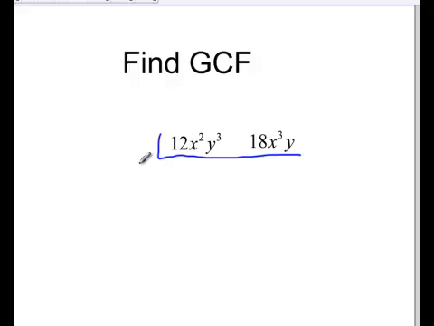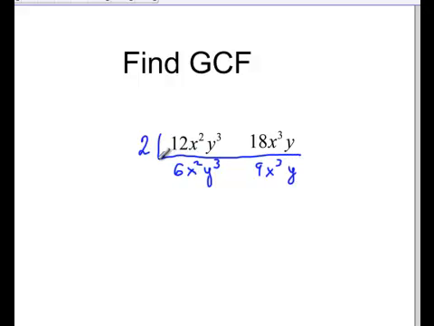And we can think this way. 12 and 18 are even numbers, so they're divisible by 2. So 2 goes into 12 and into 18. I will write down 2 right here. So 2 goes into 12 how many times? 6. 6x squared y cubed. And 2 goes into 18 9 times, 9x cubed and y.